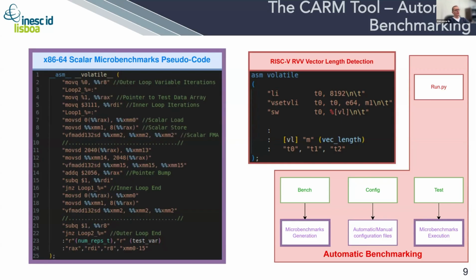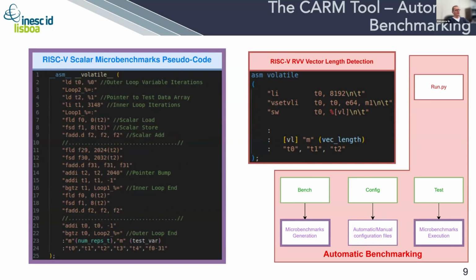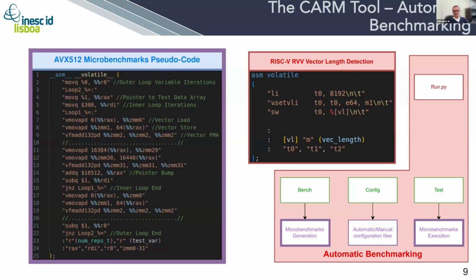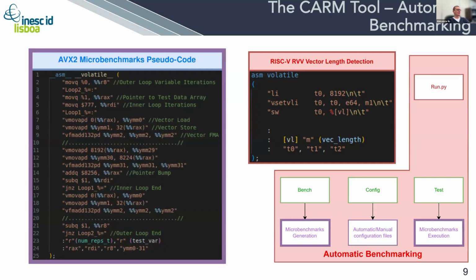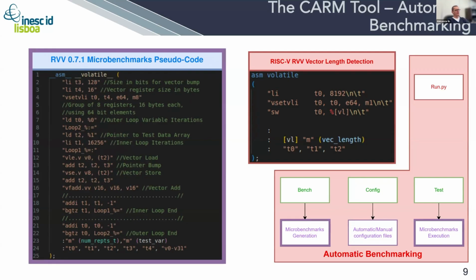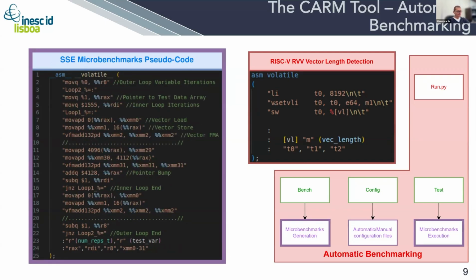fully test your architecture. For example, here in this changing graph, you can see that many different tests and different flavors of the testing are generated in assembly for different types of vector extensions for Intel, ARM, or for RVV instruction sets.